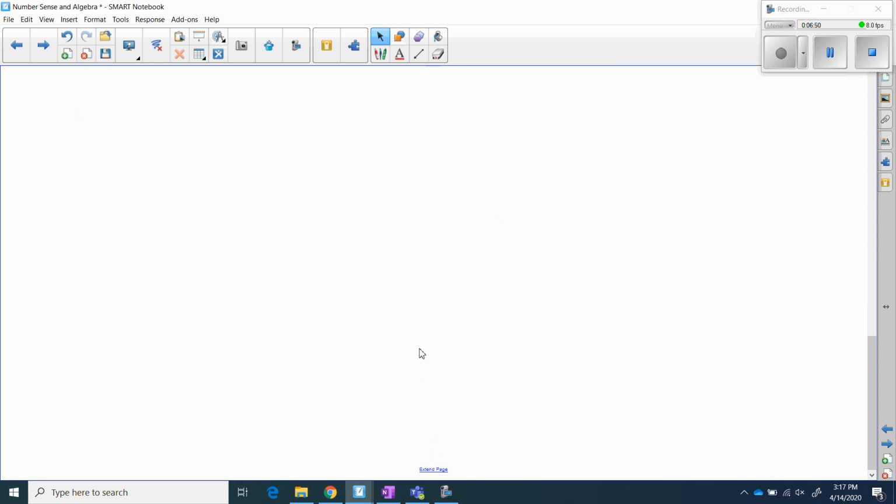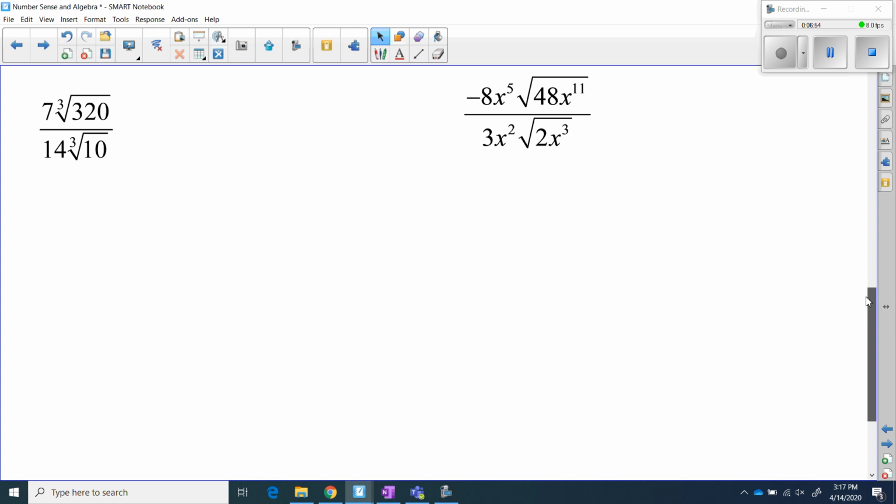Let's look at these two we have here. Now out front this time, 7 over 14 doesn't divide evenly because the numerator is smaller than the denominator. However, the fraction 7 over 14 does reduce. We just reduce it like you would any fraction. 7 over 14, that's 1/2.